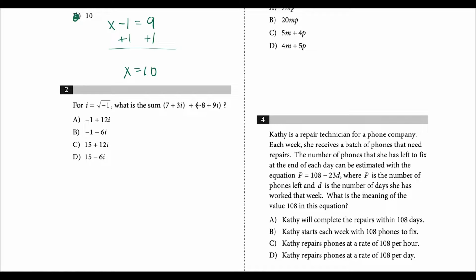For question 2, we have to know a little bit about complex numbers. And just know when you add complex numbers together, you're going to add the real parts together. That's the 7 and the negative 8. And then you're going to add the imaginary parts together. So you're going to do 3i plus 9i. So we're adding all this stuff together.